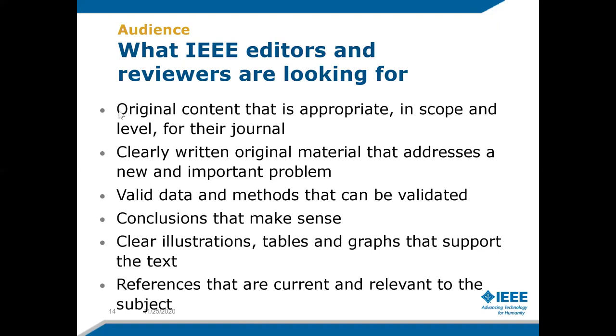How can I have 70% of the differences of the manuscript? If this is the case, I think we also need to think a lot about whether it is really original or not. It is very important to have an original manuscript. And after that, it needs to be clearly written original material that addresses a new and important problem. And if we have an original idea, it must solve a problem, right? If the idea is new and it is useless, it cannot solve any problem, and of course it cannot be published. It's new and it can solve a problem.